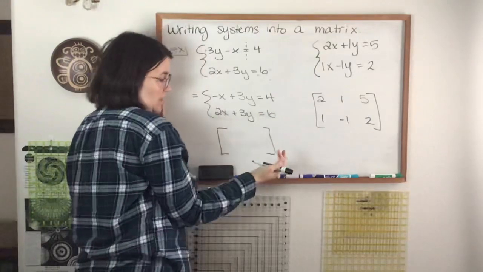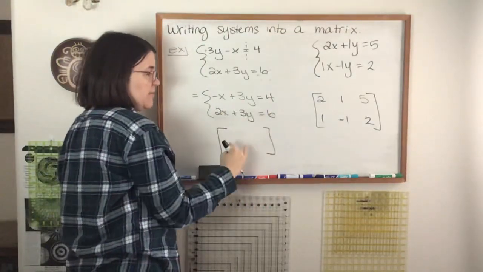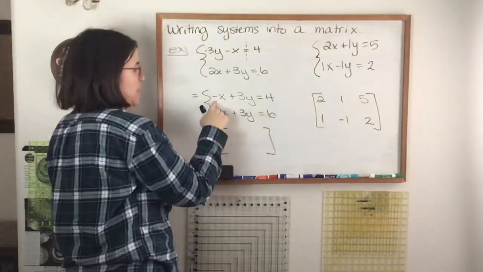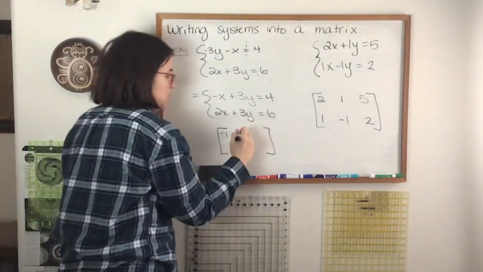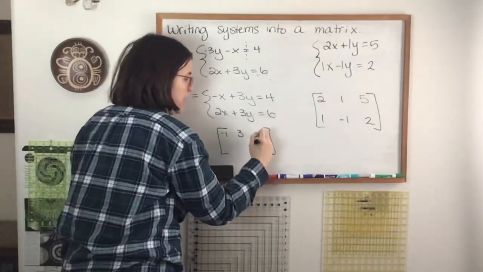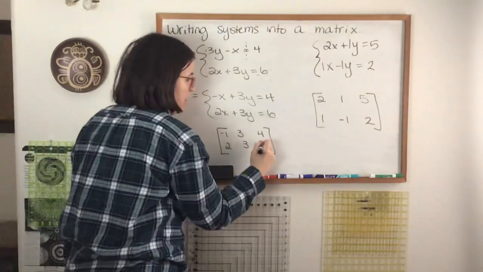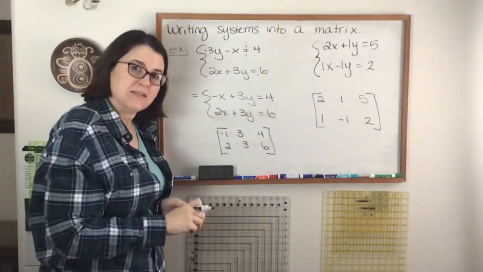And now what's going to happen is I'm pretty much going to rewrite the system in the matrix without any of the variables and without the equal sign. So I get a -1 for the x, a 3 for the y, and a 4 for the answer. Then I get a 2, a 3, and a 6. And that's the system written.